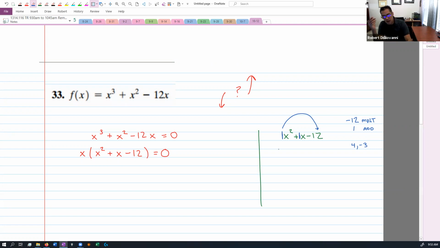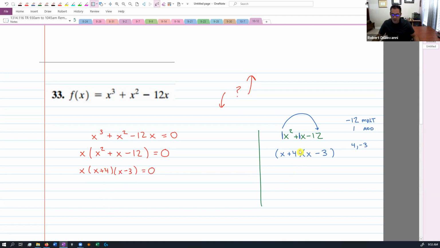Once you've found those 2 numbers, all you have to do is put an x here and an x here in 2 parentheses, and then you just put these 2 numbers, plus 4, minus 3. And that's it. That's what's going to go here. We have x, then we have x plus 4, then we have x minus 3 equals 0, which we'll continue and finish off.